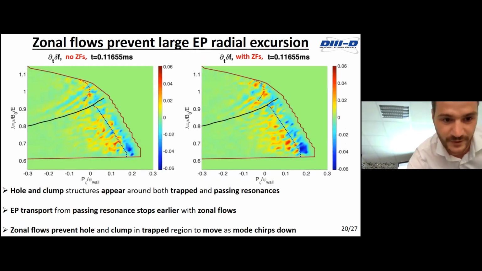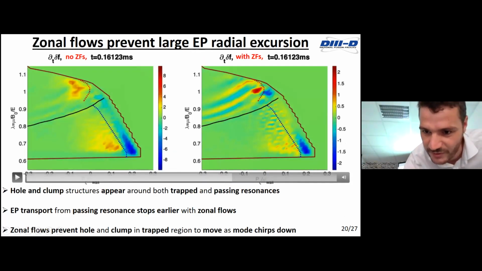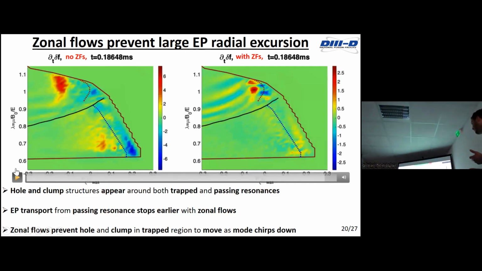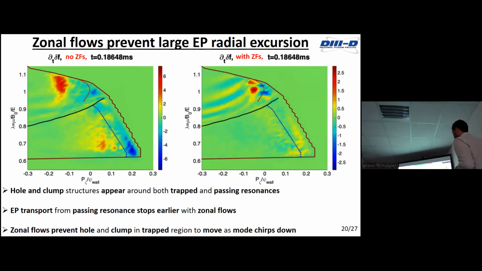Sorry, it's not my laptop, so I'm not controlling everything. You can see that the clump has moved a lot here, while here it's still attached to the resonance. One reason that we formulate for that is the radial electric field generated by the zonal flow, which creates a shearing rate that counteracts the down chirping of the mode frequency and forces the mode to stay in that position. As it does, it allows fewer particles to be resonant with the mode, which reduces the kinetic drive of the instability and in total lowers the saturation amplitude.